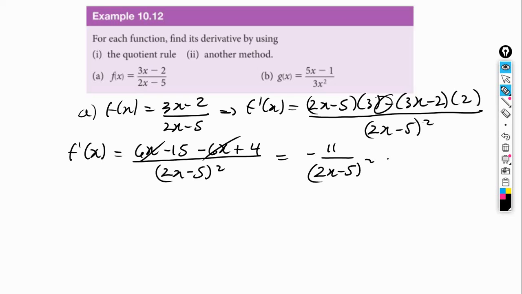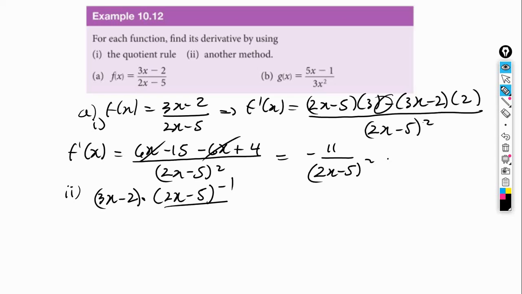Okay, so next we're going to do it with another method. So this was method 1, and now we're going to do it with method 2. So the easiest way, I believe, is by doing this. We can rewrite f of x as (3x minus 2) times (2x minus 5) to the power of negative 1. So notice that here we're going to have to use two rules. We're going to have to use the product rule, and then when we do the derivative of this part, we're going to have to use the chain rule.